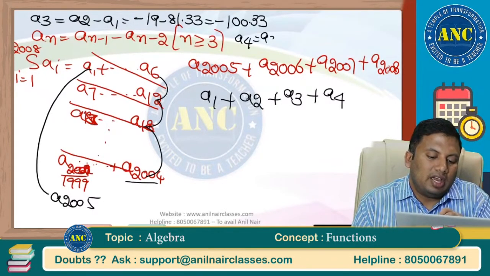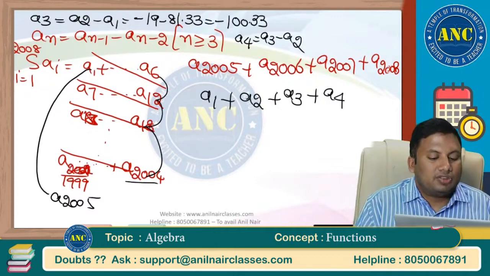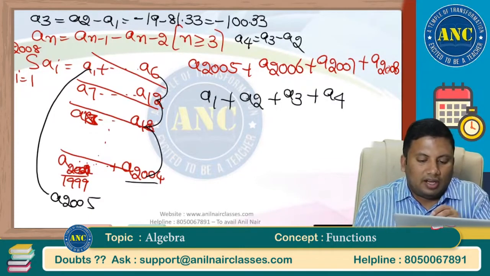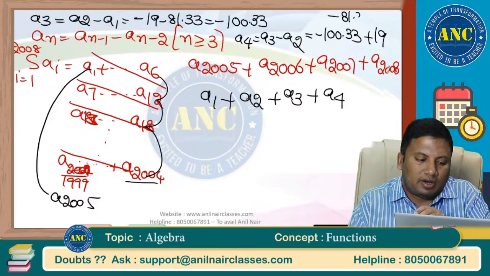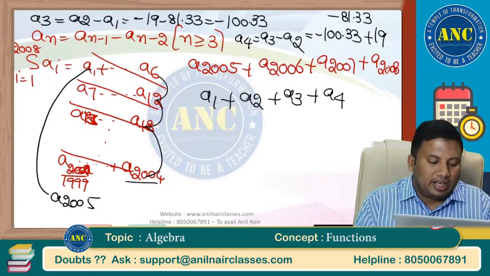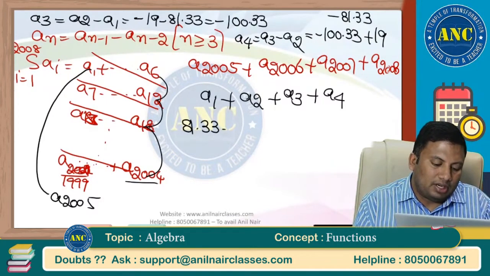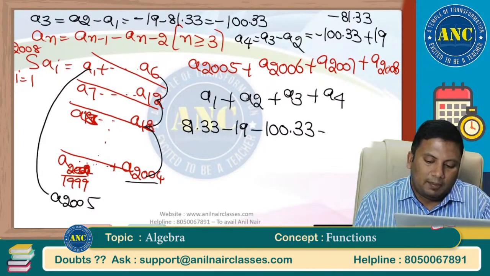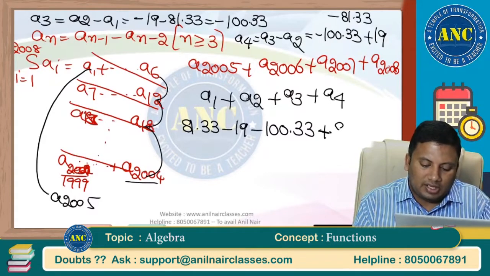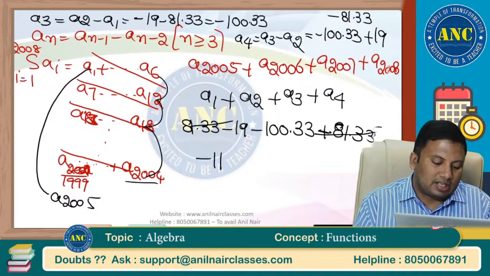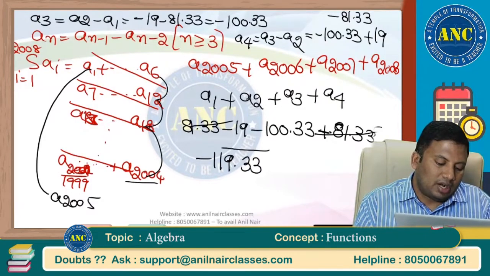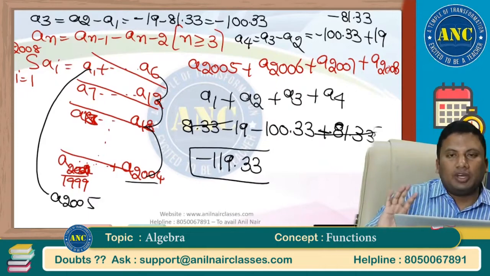A4 is a3 minus a2. So the a3 value is minus 100.33, minus a2 which is minus 19, so minus 100.33 plus 19. Then we add 81.33 and minus 81.33, and this and this will get cancelled. The answer is minus 119.33. I hope the idea is clear.